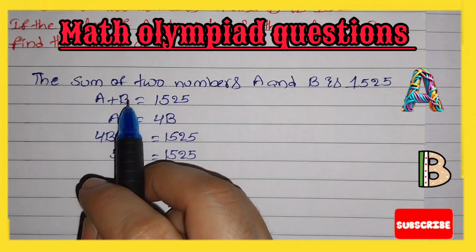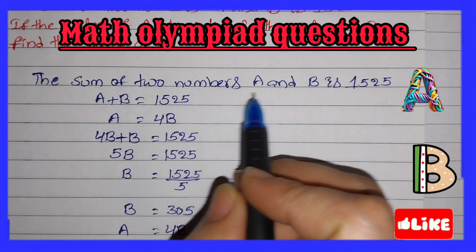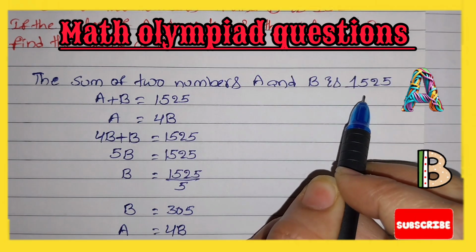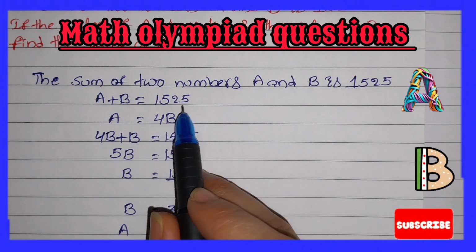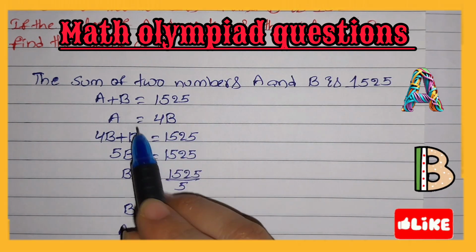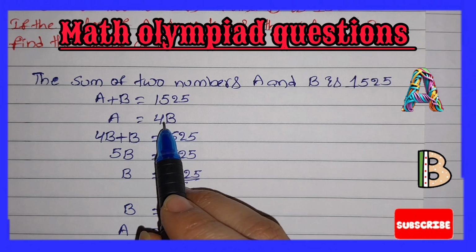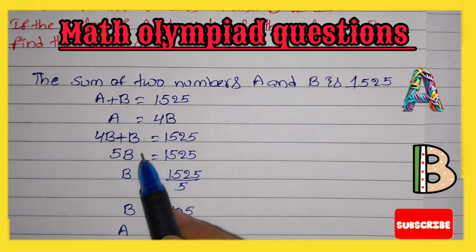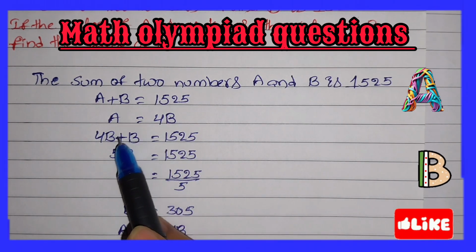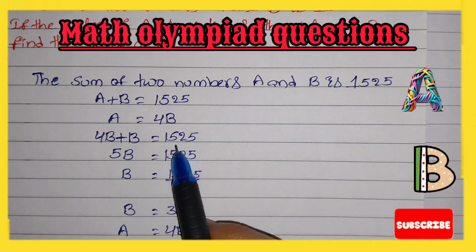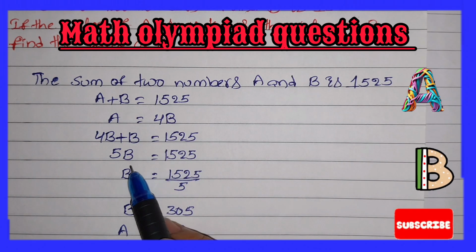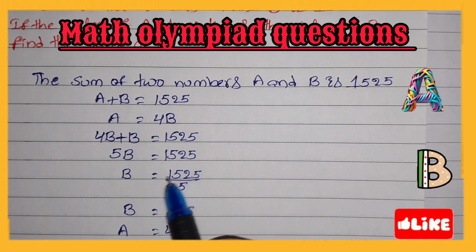The sum of two numbers a and b is 1525. So a plus b equals 1525, and a equals 4 times the value of b. So a equals 4b. Substitute 4b in place of a: 4b plus b equals 5b equals 1525.